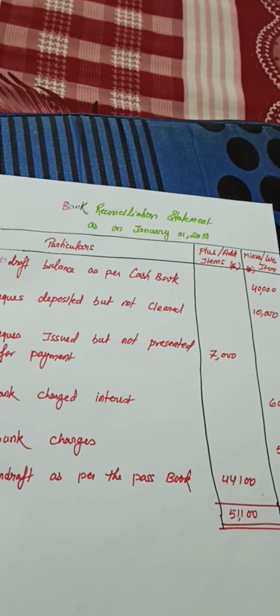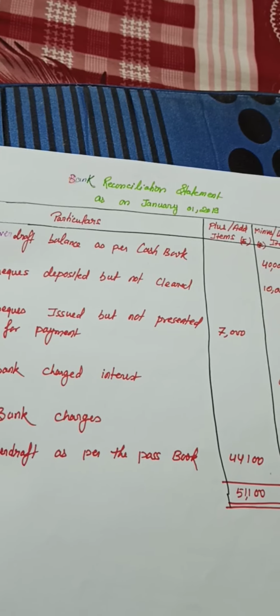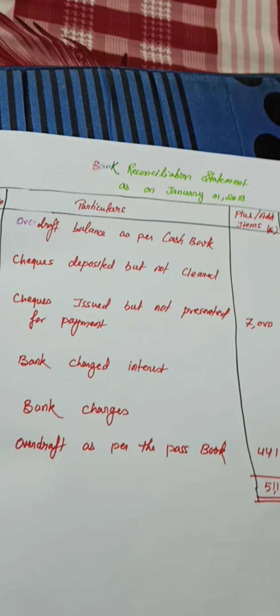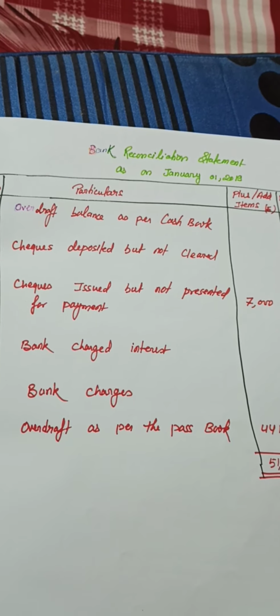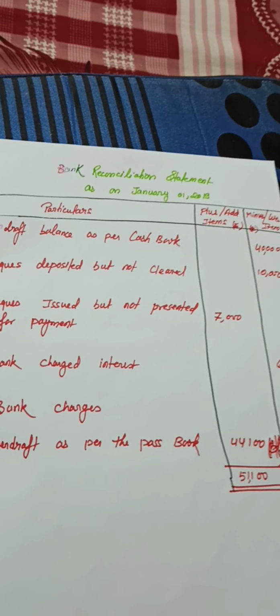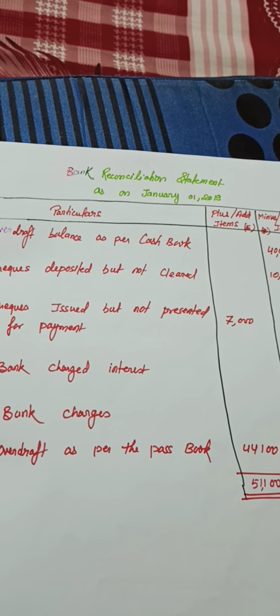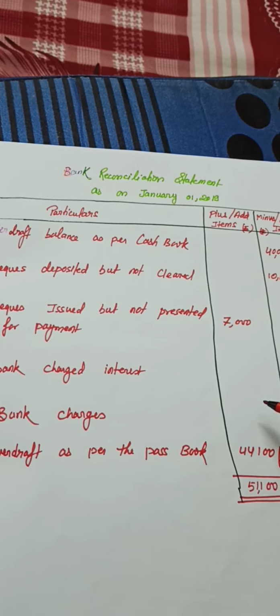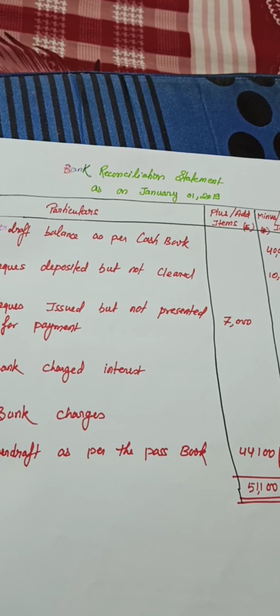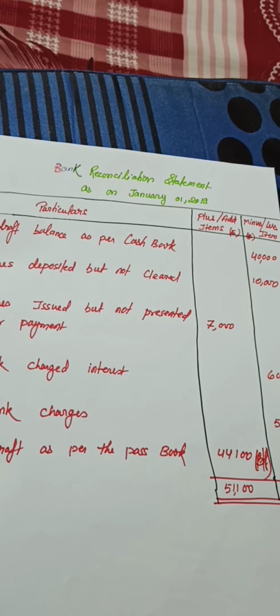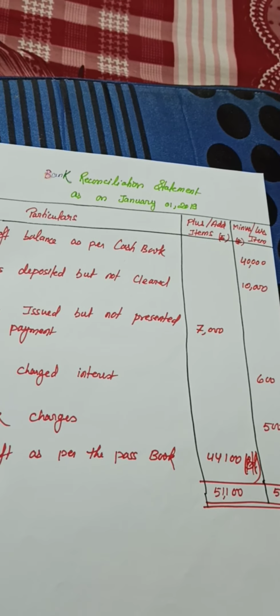Next, overdraft as per the passbook, it's a balancing figure. Balancing figure means the negative side is more than your positive side. Now the total is 5,51,100. See the solution properly.